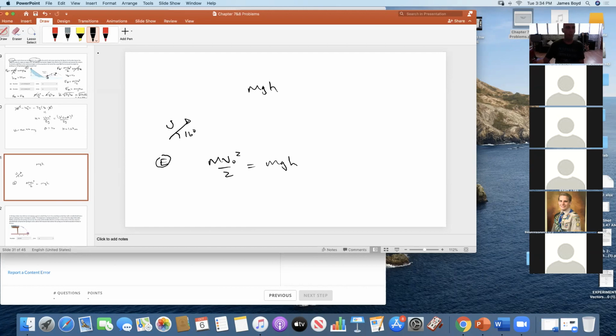No, don't want to do that. Hold on. Oh yeah, I do. Sorry. mgh plus what? What is the energy up here? This is the part that generally throws people off, because you might go, at the top here, oh, he's only got mgh at B and A.